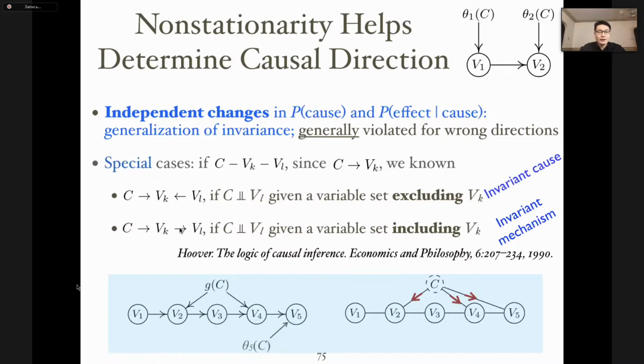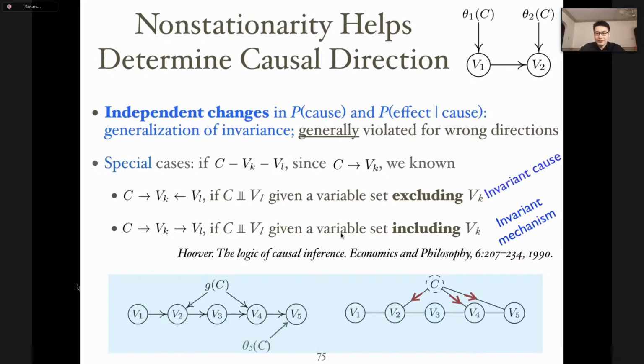And furthermore, if C, the index, and Vl are independent given a variable set containing Vl, then we can say, oh, this is a chain structure. Because we know C causes Vk, then we know the direction between Vk and Vl. Vk is the cause of Vl. So in this case, you can see although the distribution of Vk and the distribution of Vl change across domains or over time, the causal mechanism from Vk to Vl will not change. So we say this is an invariant mechanism. Essentially, invariance is just a special case of independent changes.